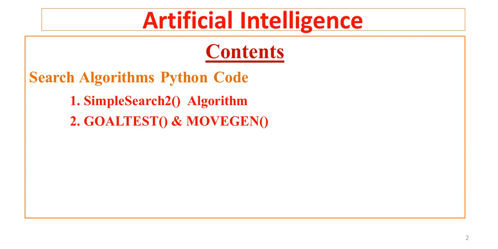The contents of this lecture are: we are going to learn the implementation of different AI algorithms. Of those, we'll see the very first implementation, that is simple search 2 algorithm. Along with that, we'll also learn the goal test and MoveGen functions implementation, which are part of simple search 2.